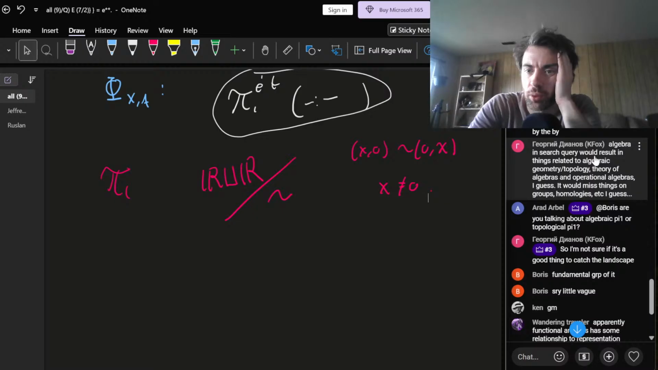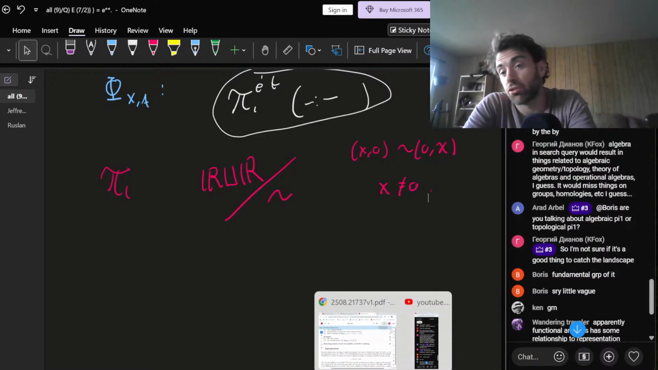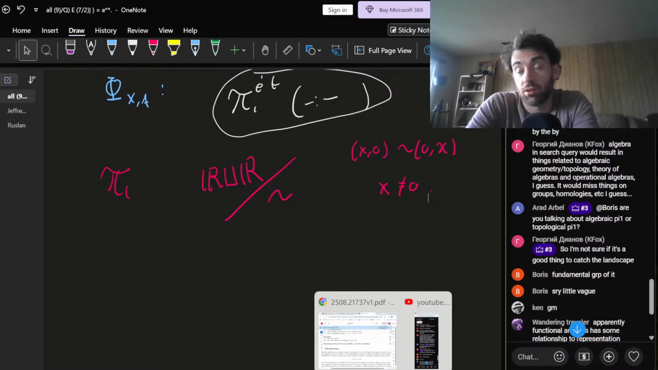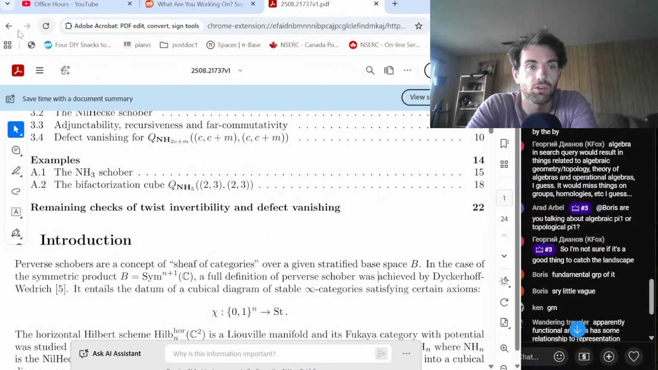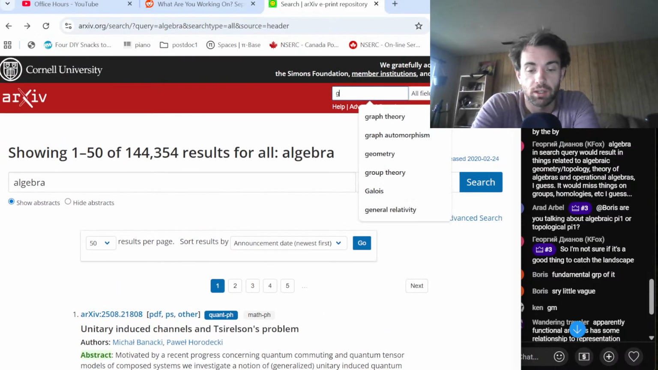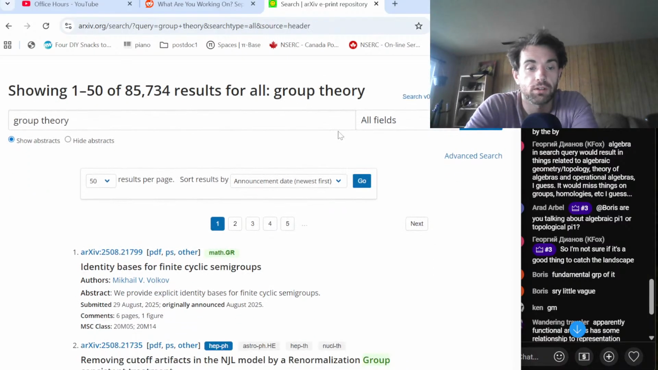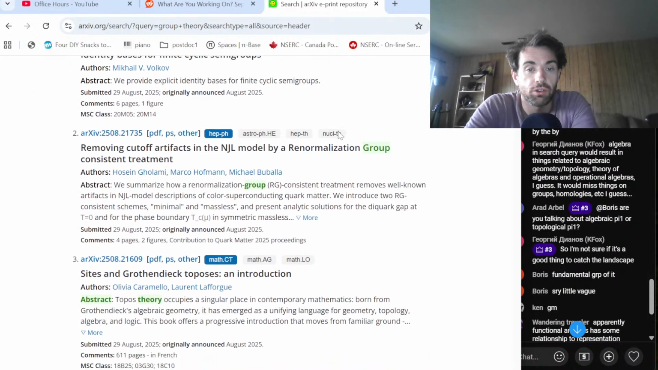An algebra search query would result in things related to algebraic geometry, topology, theory of algebras, operator algebras; you would miss things on groups, homologies. Well, you wouldn't miss things on groups and homologies, but I mean, look. Also, the thing is, these fields are all very intertwined, right? But you could definitely go, and by all means, if you're more particularly interested in group theory, go to group theory, right? Click on group theory, see what people are doing.